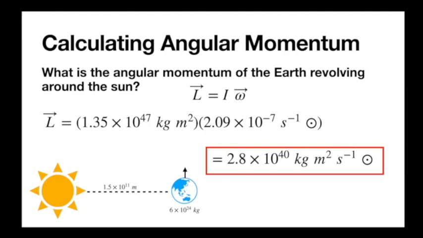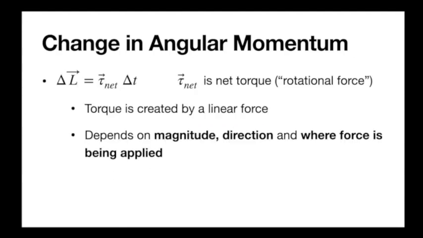Okay, so how do we change angular momentum? Well, just like to change momentum, we need a force. To change angular momentum, we need an angular force, a rotational force, or a torque is what we call it. And they're created by the normal linear forces, pushes and pulls that we've already talked about, right?